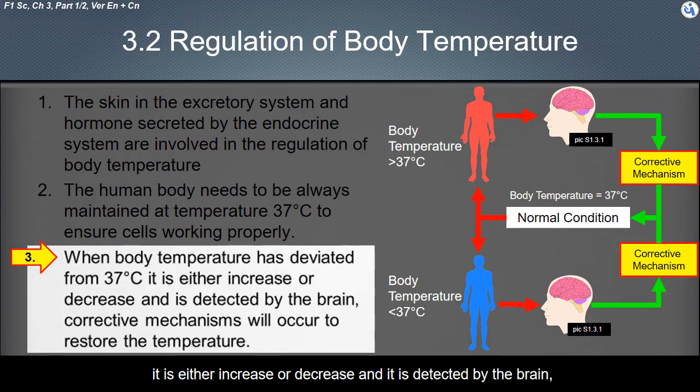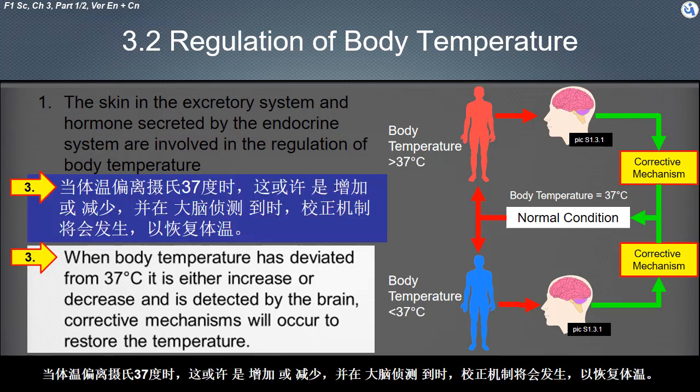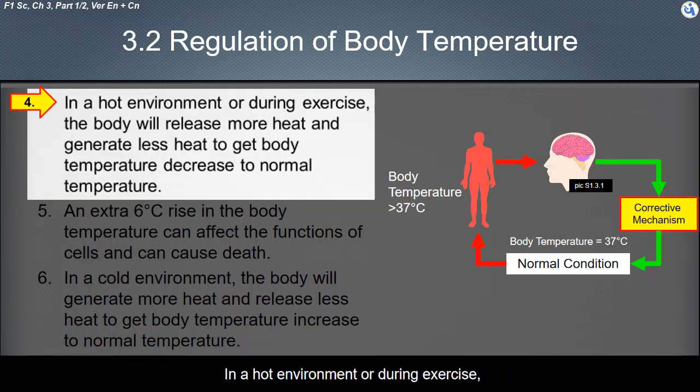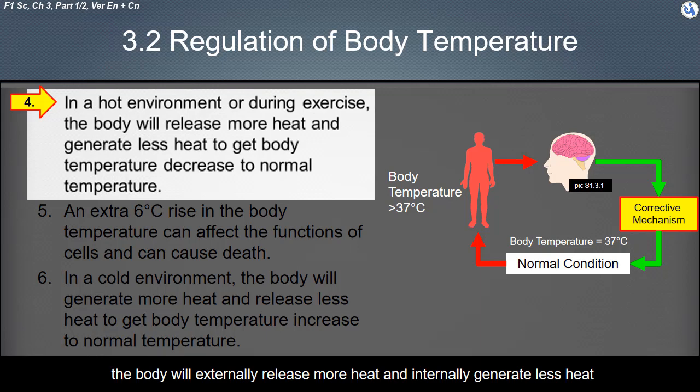When body temperature has deviated from 37 degrees Celsius, it is either an increase or decrease, and when it is detected by the brain, corrective mechanisms will occur to restore the temperature. In a hot environment, or during exercise, the body will externally release more heat, and internally generate less heat. This is to get body temperature decreased to normal temperature.